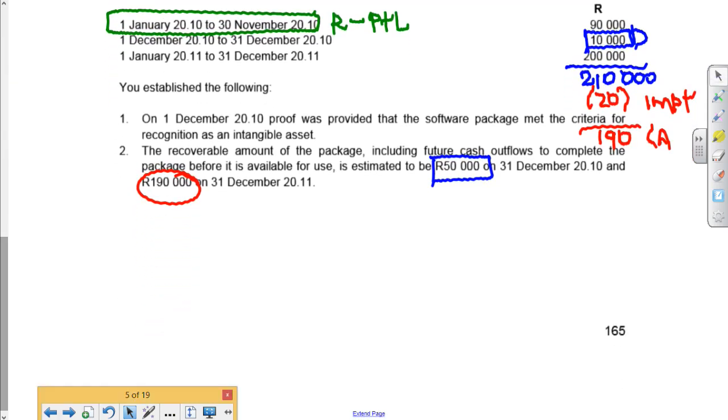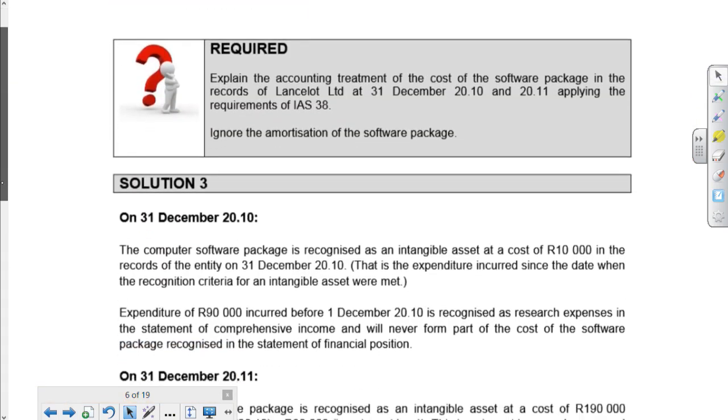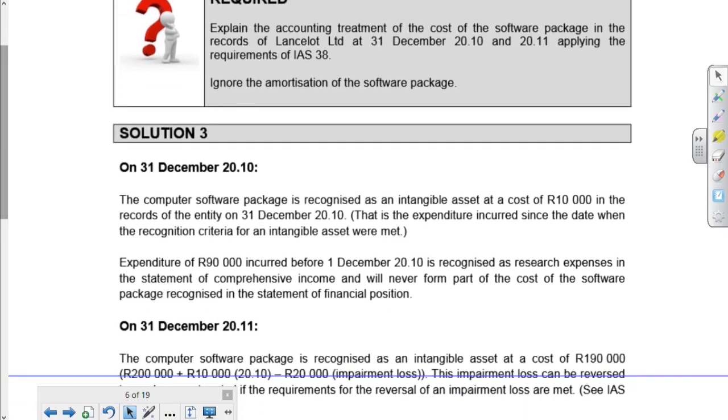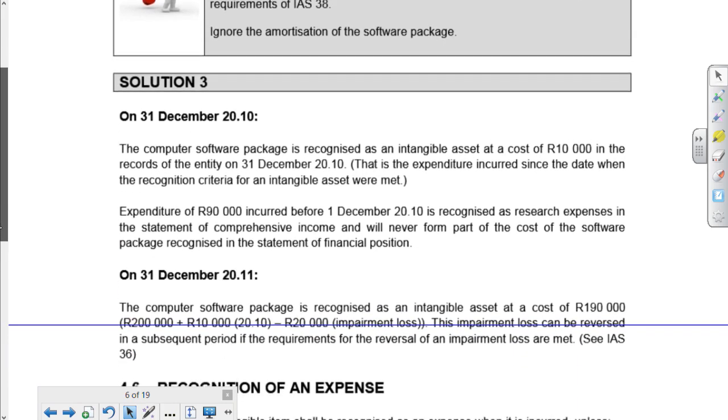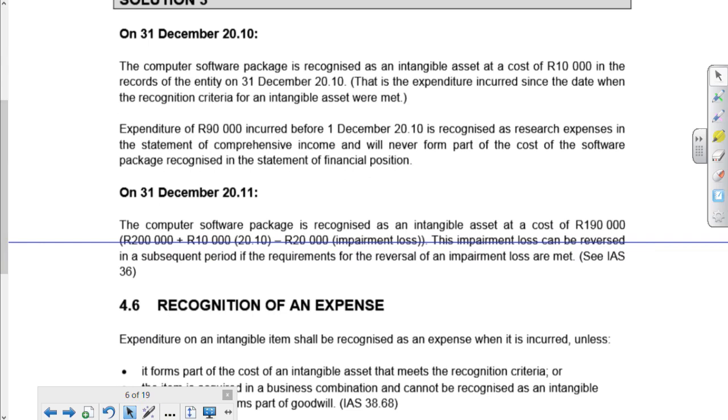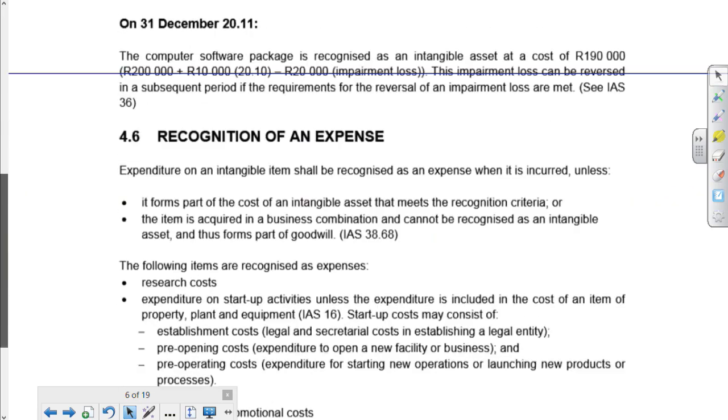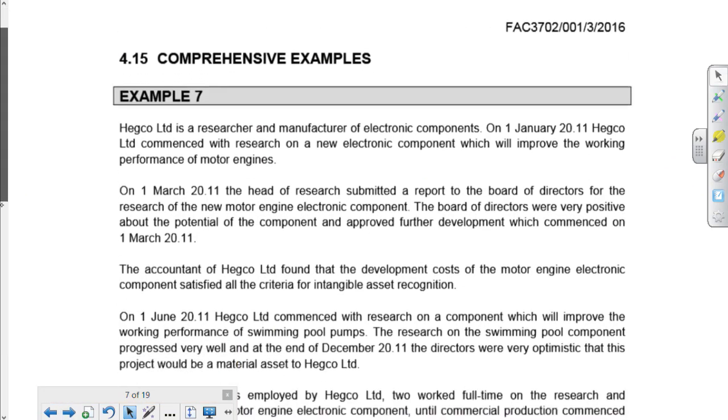Let's see what they say. The computer software is recognized as an intangible of 10 at December 2010. Expenditure of 90 is recognized as a research expense and will never form part of the cost. The computer software is recognized as an intangible of 190 as at 31 December 2011, which is the 200 plus the 10 minus the 20 impairment loss. The impairment loss can be reversed in subsequent periods. If the next year I find that it's gone the other way, I can go and reverse that impairment loss. Yeah. All right.